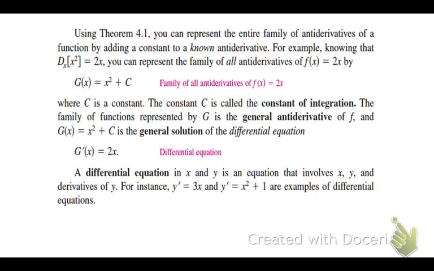Okay, using theorem 4.1, you can represent the entire family of an antiderivative function by adding a constant to the known antiderivative. For example, the derivative of x squared equals 2x, so that would be the derivative. We can represent the whole entire family by just putting a what with it? C. Plus c. So this is called the general solution.